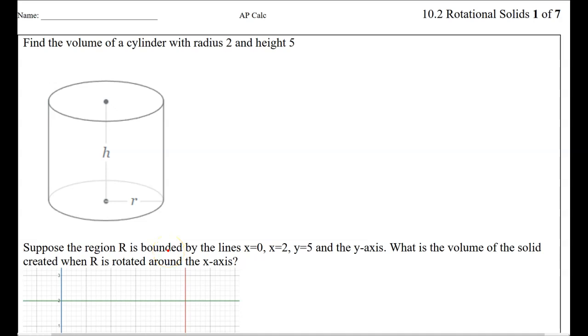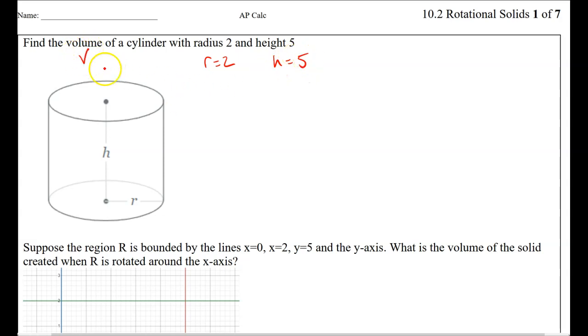So in this lesson, we're going to extend the work that we've done on area from the previous lesson to the idea of volume. So we're adding a dimension here, and we're doing so in what I think is a pretty cool way. Just to remind ourselves what volume is, we're going to consider this cylinder here, and we're given the cylinder has a radius of 2 and a height of 5.